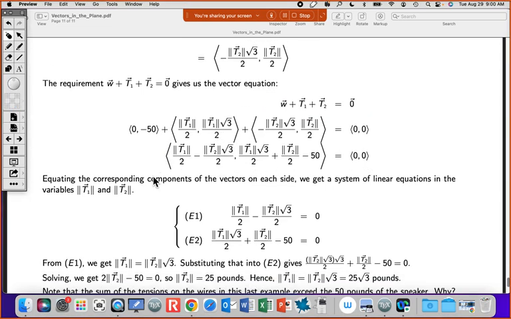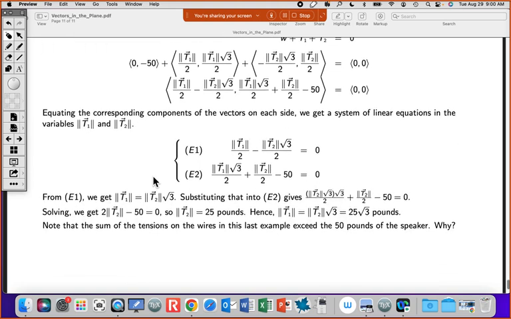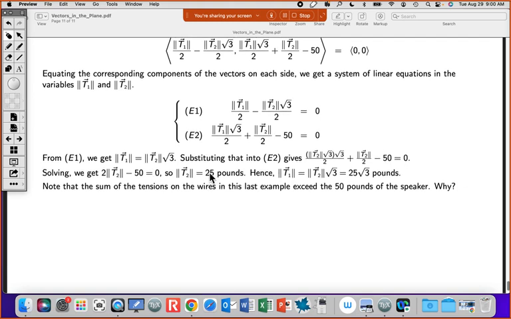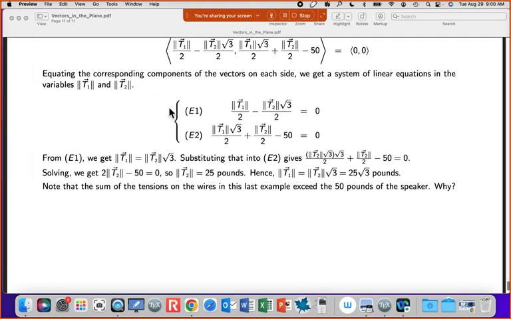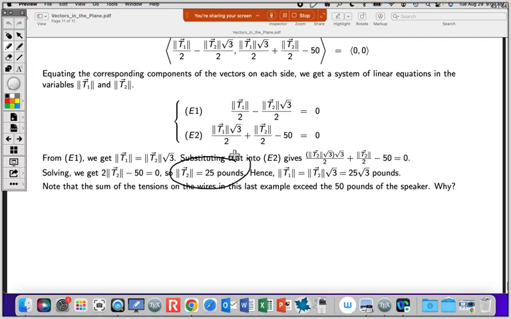And then we just do substitution, elimination, whatever you want, and then we can recover the T2. The tension here on T2 is 25 pounds, and on T1 is 25 root 3 pounds. So notice when you add those numbers together, you get something more than 50. Well, that's because the 50 is only being counteracted by the vertical components here.